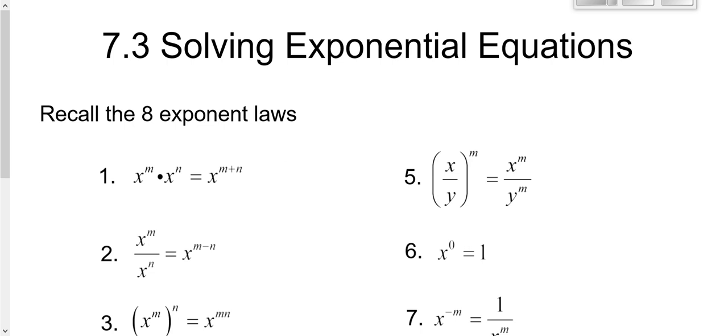Alright guys, this is the last lesson I will do before spring break. So this one is on solving exponential equations. Before we work anything out, let's look at these 8 exponent laws.